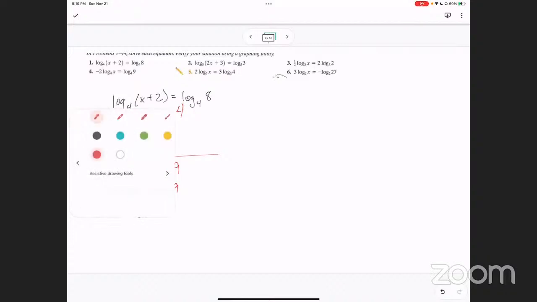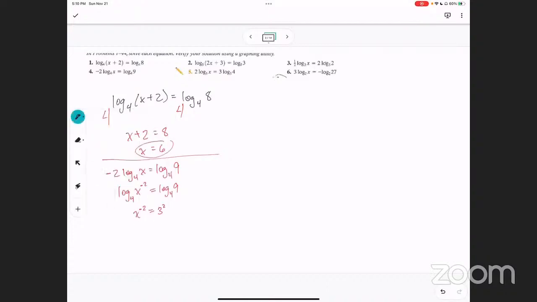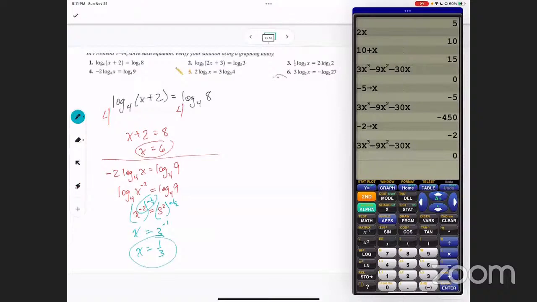So now we're going to take the -1/2 power of both sides. Got it? Because that will take care of that. That will turn that into just x. And that just equals 3 to the -1, which is 1/3. And if you want to check it, you can type in -2 log base 4.